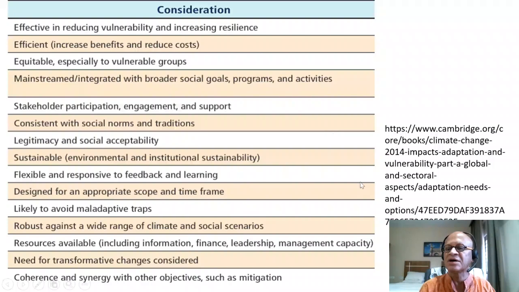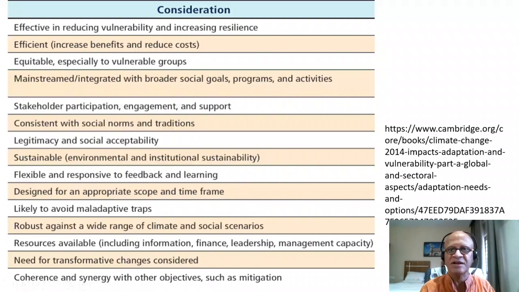Under IPCC, the adaptation needs and options include considerations like effectiveness in reducing vulnerability and increasing resilience, efficiency, increased benefits and reduced costs, equitable, especially to vulnerable groups, mainstreamed, integrated with broader social goals, programs, and activities, stakeholder participation, engagement, and support, so co-production that we talked about before to make the adaptation options and strategies usable, useful, and used so that people are involved in the system development, consistent with social norms and tradition, which makes it very local and region specific, legitimacy and social acceptability.